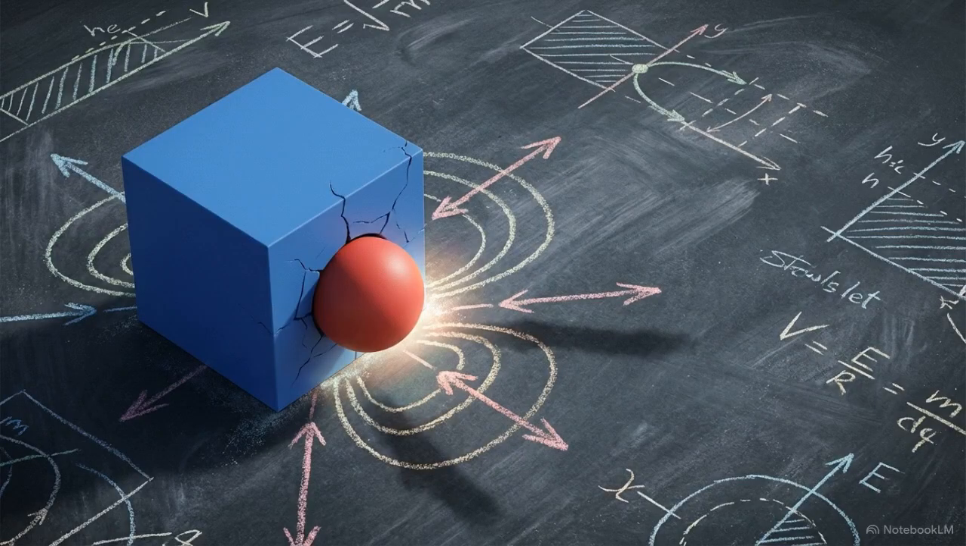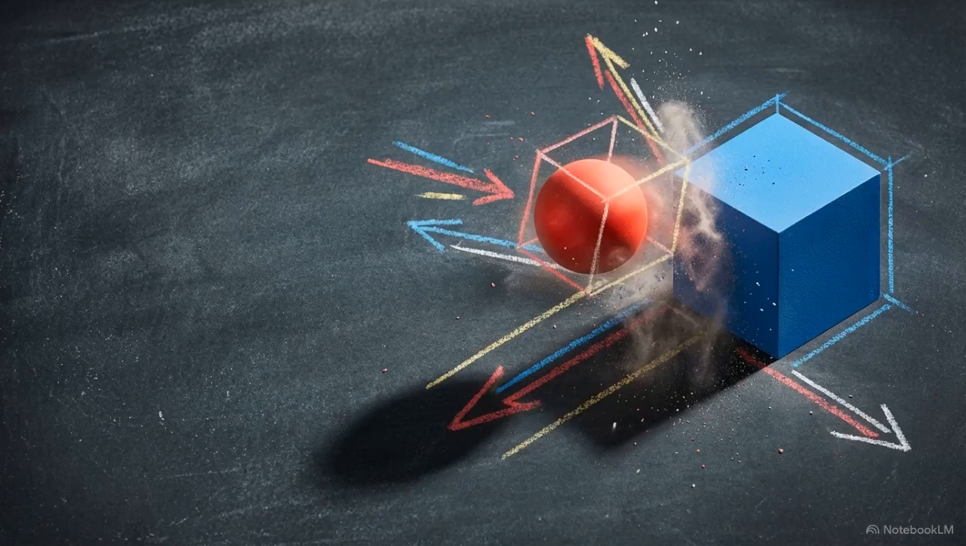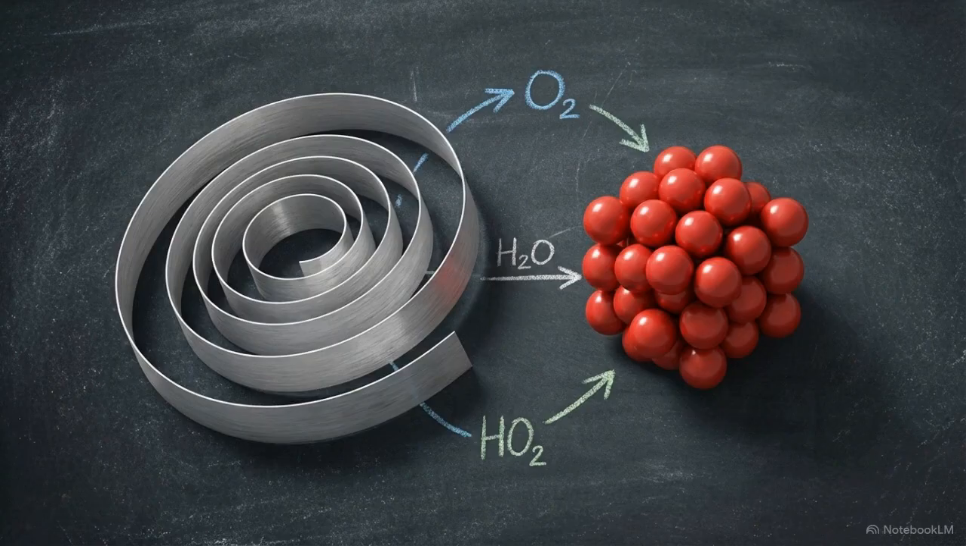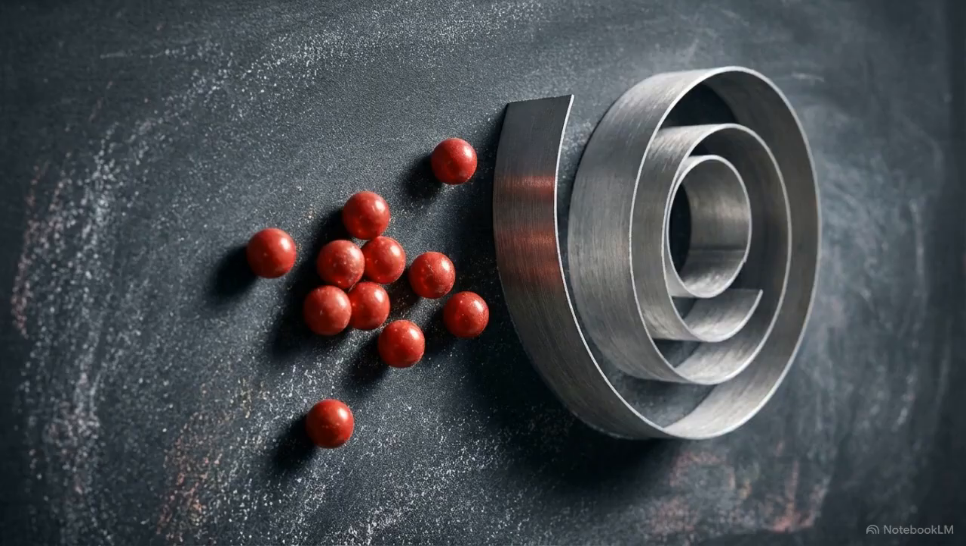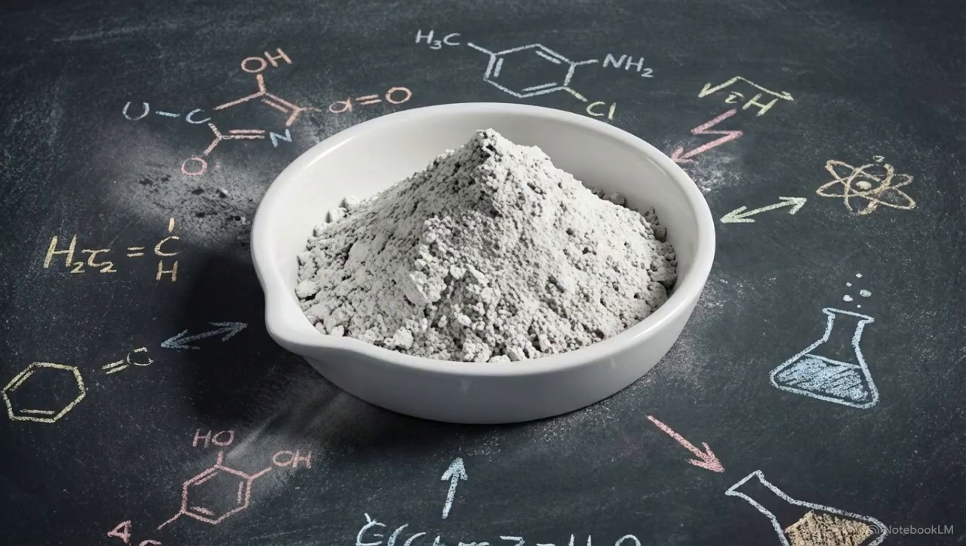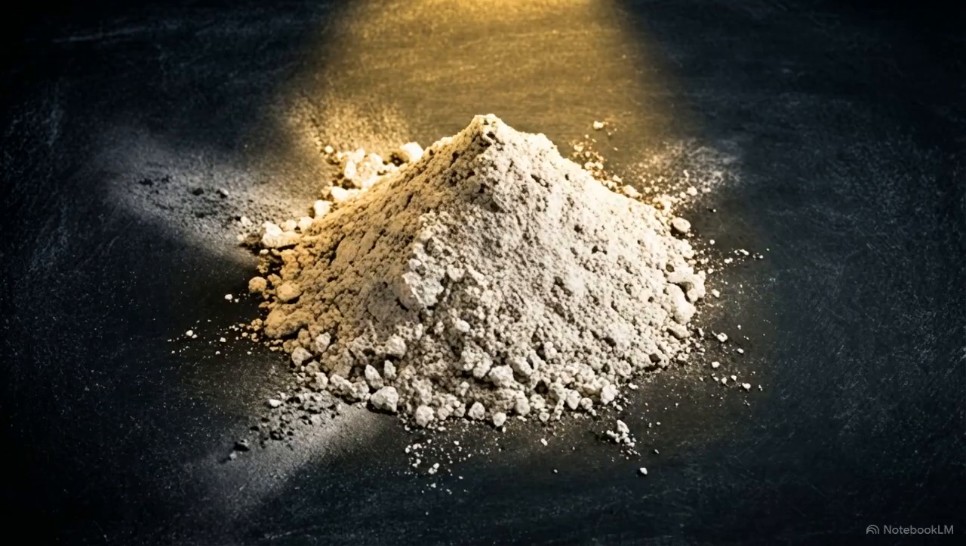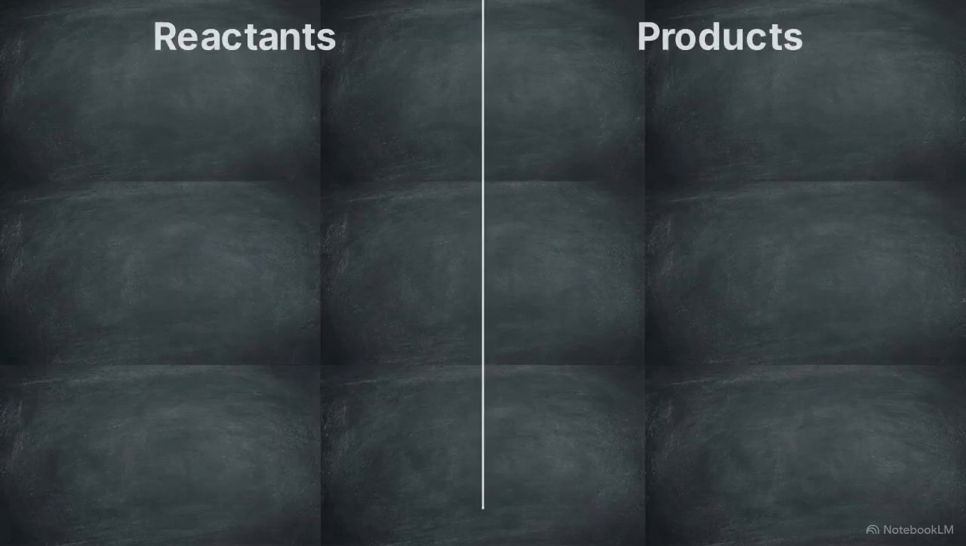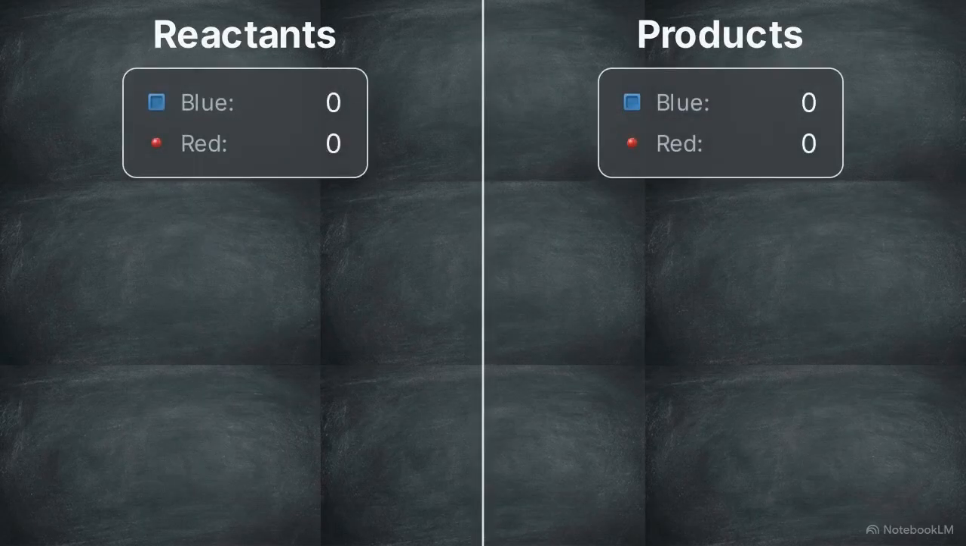There is a specific name for a substance gaining oxygen: oxidation. If a substance were to lose oxygen instead, we would call that reduction. We refer to the starting materials, the magnesium and the oxygen, as the reactants. The newly formed white powder is our product. Every chemical reaction is the story of reactants turning into products.